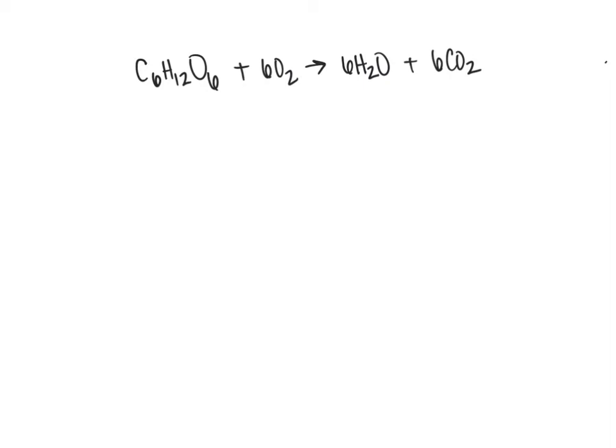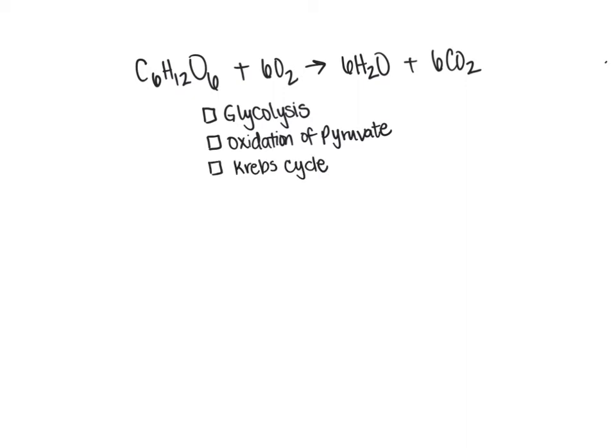The first pathway is glycolysis, which is the one we're going to cover in this video. The other two pathways are the oxidation of pyruvate and the Krebs cycle, which we will cover in a different class. In this video, we're going to focus on glycolysis, starting with an overall view or understanding of the process itself. At the beginning of this process, we start with glucose, which has 6 carbons.